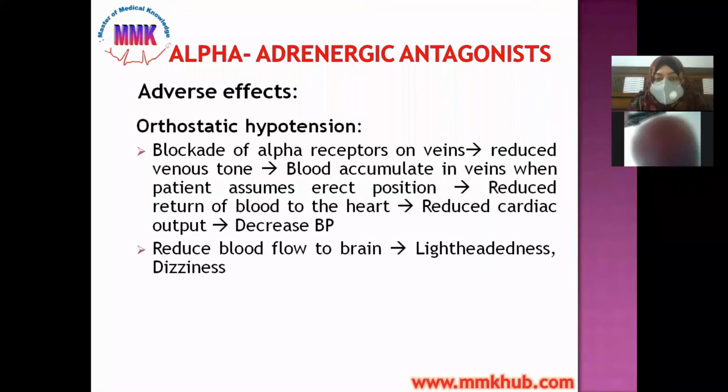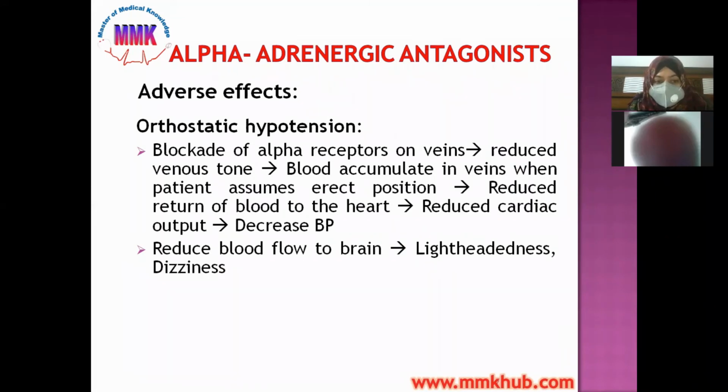Now, as you all know, every drug which comes with some therapeutic effects also has some adverse effects, right? So when the adrenergic alpha blockers are decreasing the blood pressure, obviously they will also have the side effect of orthostatic hypotension. When there is a blockade of alpha receptors on veins, reduced venous tone will occur, which will lead to blood accumulation in veins when the patient assumes an erect position, and reduced return of blood to the heart will lead to reduced cardiac output, which will decrease the blood pressure.